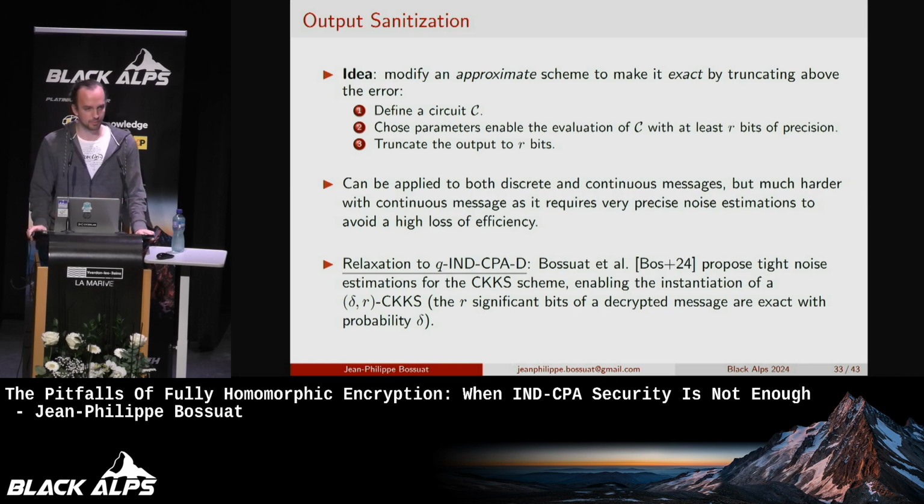This can be applied to both discrete and continuous messages, but it's much harder for continuous messages because it requires a very precise noise estimation to avoid high loss of efficiency. And this is something that is difficult to do. And again, you can relax it to IND-CPA, and there is a recent work that proposes a very tight noise estimation for the CKKS scheme that enables an instantiation of a scheme where you can ensure that with probability delta, you have at least r significant bits that are correct when you decrypt.